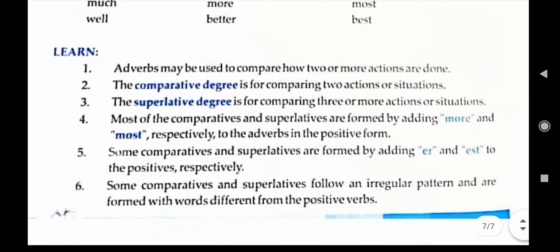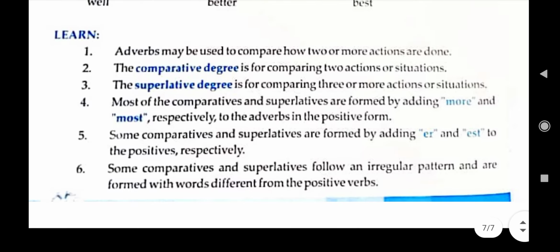So I hope that you understood this comparison of adverbs. Now in today's online class, your teacher will discuss exercises with you.